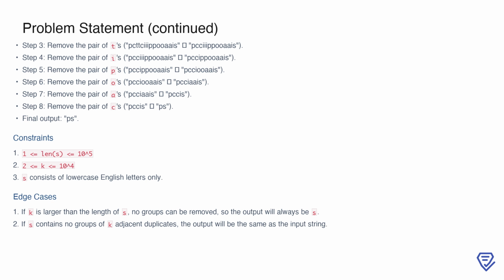In the third example, the input string is s equals "pbbcggttciiippooaais" with k equals 2. Here, we start by removing all pairs of adjacent characters. First, the pair of Bs is removed, leaving "pcggttciiippooaais". Then, the pair of Gs is removed, resulting in the next string. Next, the pair of Ts is removed. Following that, the pair of Is is removed. This process continues step by step until we eventually reach the final output string of "ps". This example demonstrates how repeating the removal process iteratively can simplify the string down to its final form.